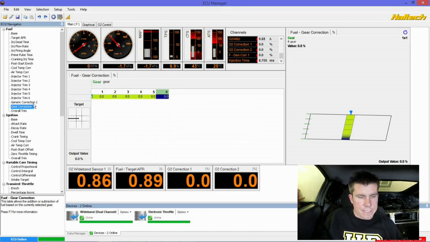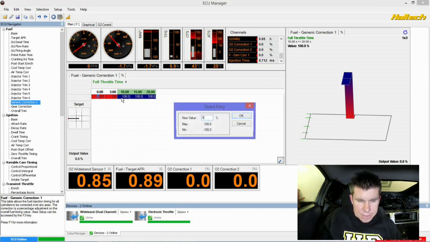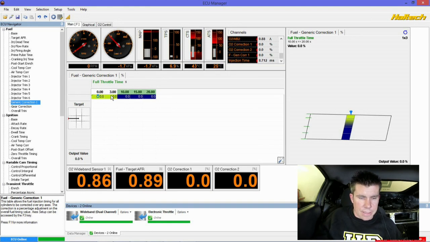Another option, I've set up a generic correction table here, and we can do just about whatever we want with these generic correction tables. But in this particular instance, I've got a correction that is relative to the full throttle timer. So if I go to full throttle now on the car, even though it's not running, you'll see that the timer starts, and we can see it moves across this table.